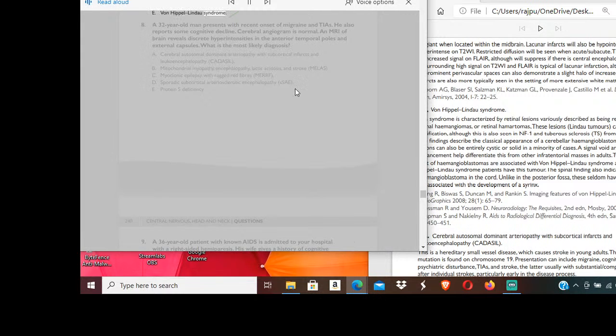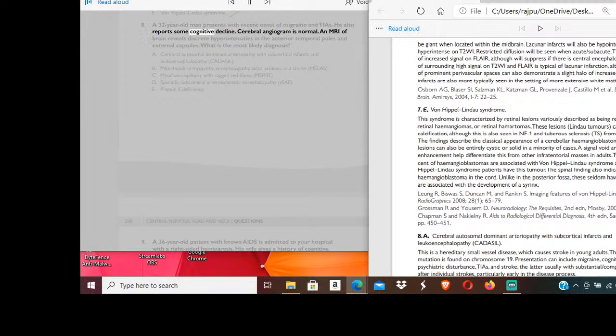E. Von Hippel-Lindau syndrome. 8. A 32-year-old man presents with recent onset of migraine and TIAs. He also reports some cognitive decline. Cerebral angiogram is normal. An MRI of brain reveals discrete hyperintensities in the anterior temporal poles and external capsules. What is the most likely diagnosis?